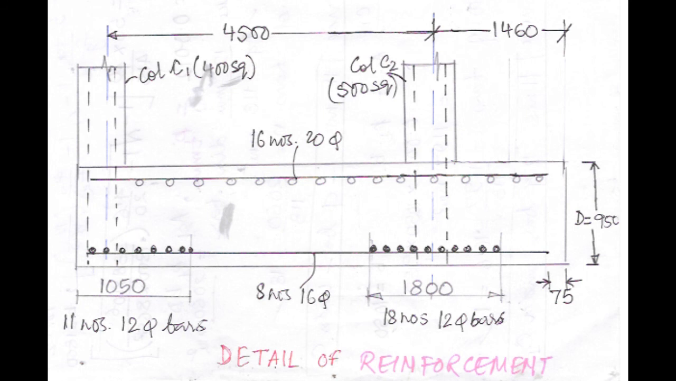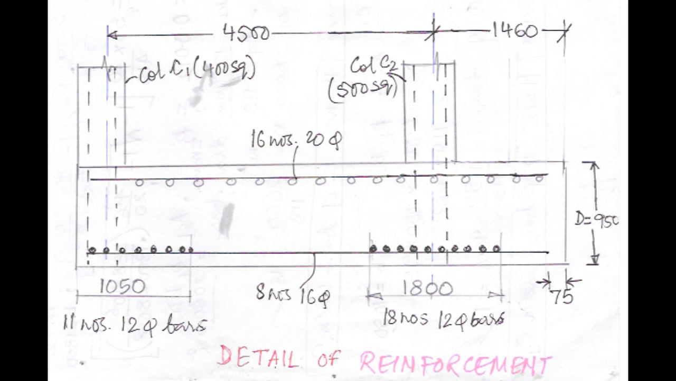So here is the drawing. The total depth is 950. Now you can see that bandwidth, I am reading it from the bottom of the page, that is 1050. It is the bandwidth under column C1, and 1800 is the bandwidth under column C2. So within that part we have given, under the column C1, 11 number of 12 millimeter diameter bars, and here 18 number 12 millimeter diameter bars.